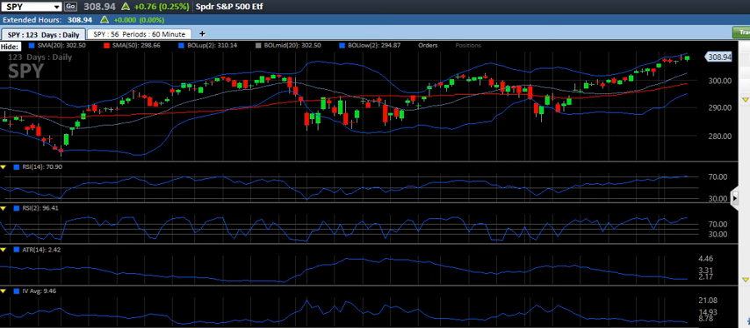The 20-day is the average price of the previous 20 trading days. The 50-day is the average closing price of the last 50 trading days. So as you can see here, as we come towards the right of the screen, the 20-day moving average is above the 50-day moving average. And given the current price of 308.94, we're getting towards the top end of the Bollinger Band.